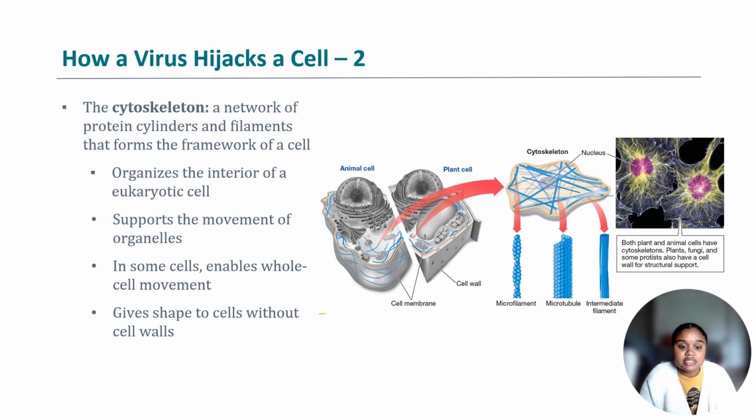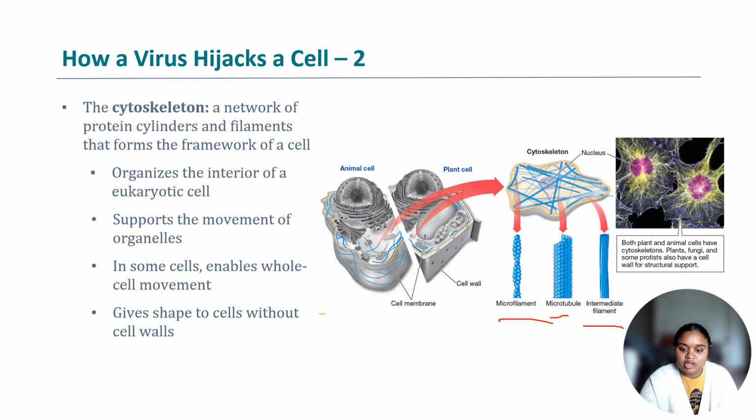cytoskeleton. So the cytoskeleton is a network of protein cylinders and filaments, and they form the framework of your cell. A lot of eukaryotic cells have a cytoskeleton. I think of skeleton; they form a skeletal structure. They have 3 main types of fibers known as microfilaments, microtubules, and intermediate filaments. I'm not going to go deep in the weeds on what each one is, but they are basically aiding the cell structure of the cytoskeleton.